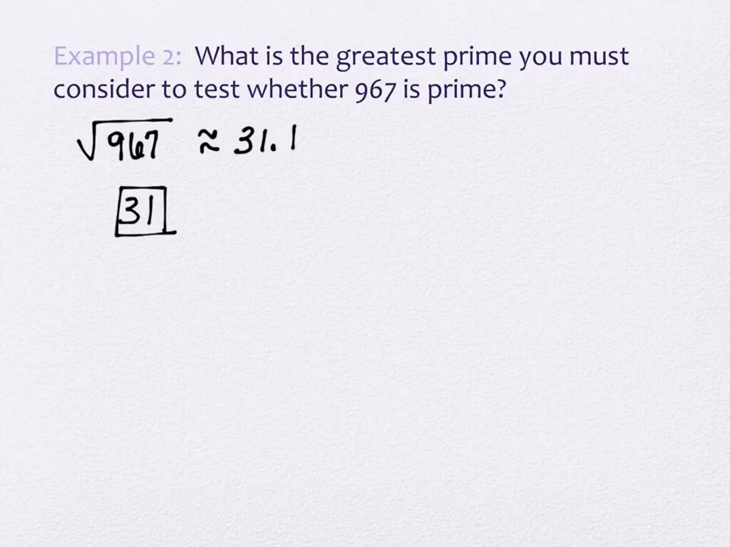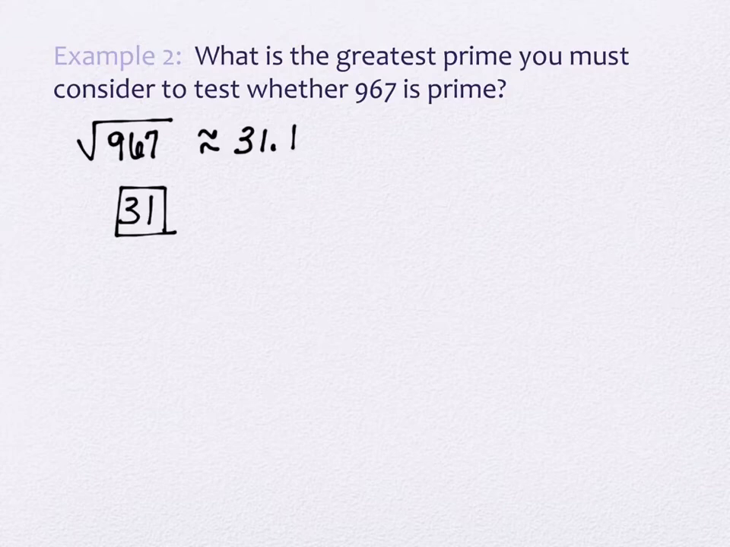Now, if I happen to be testing them and I get to 17 and 17 works, that's great. I don't have to keep going, right? But if I get to 31 and all the numbers I've tested so far up to 31 didn't work, I don't need to keep testing because nothing will. Does that make sense?